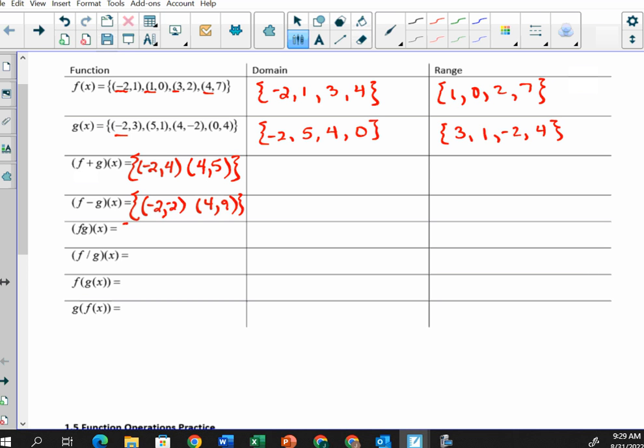Okay, that's kind of the speed of that. If you list it, it'd be -2, 4. All right, f times g. Again, I know I'm starting with the point with the -2. What's my y value? That's 3. And then 4 what? Yes, good work.